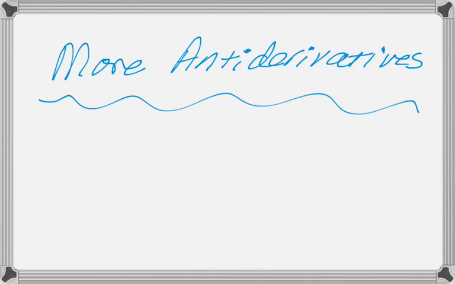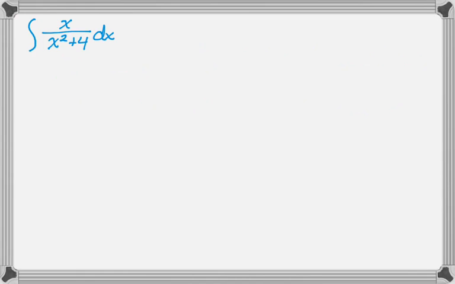Alright, in this video we're going to do some more antiderivatives, which I think people tend to find one of the most challenging things in a Calc 1 class. So let's get started. Say we want to do the antiderivative, or the integral, of x over the quantity x squared plus 4. To me this looks like a u-substitution problem.